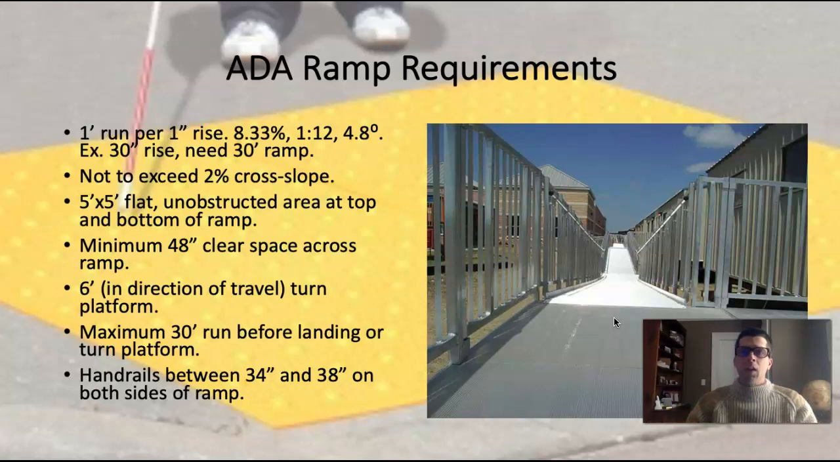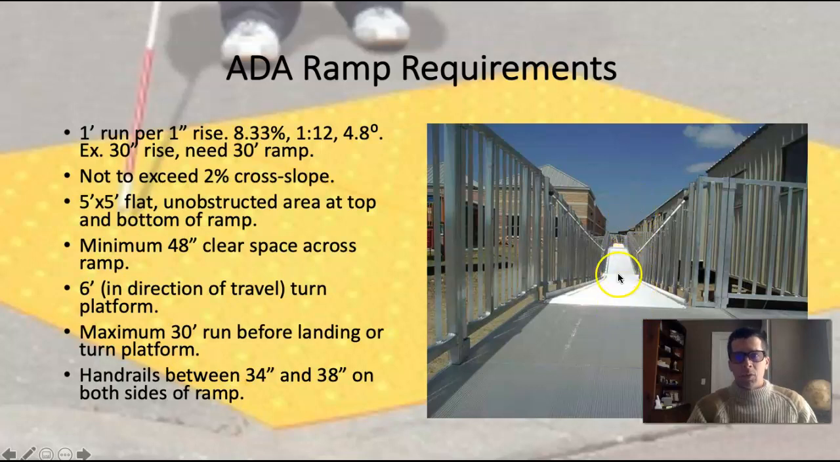direction. Okay, and then the handrails, this is the big difference between ramps and paths of travel, is that ramps have to have a handrail, okay? And the handrail is going to be on both sides of the ramp, and the top of the handrail is going to be between 34 and 38 inches, okay? There's a very big distinction between ramps and paths of travel.